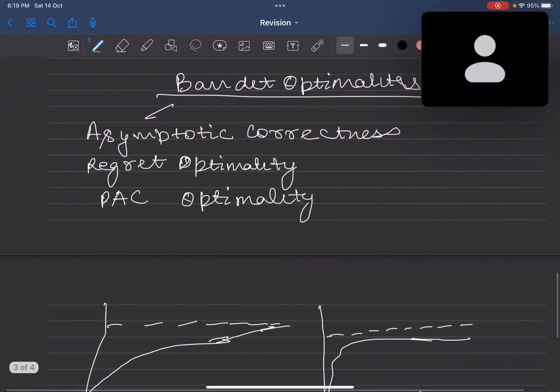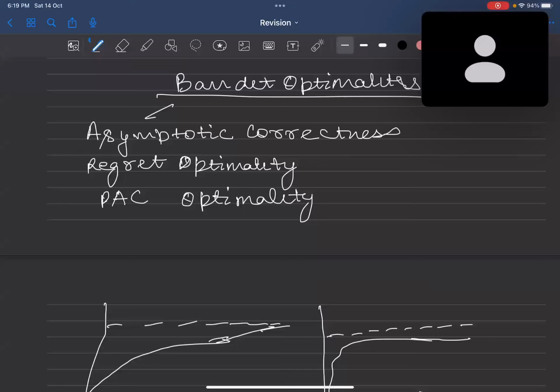PAC is probably approximately correct. We will converge to an epsilon. I don't remember the terminology, but we'll be close to the optimal policy with high probability, and that is also within the bounds. Yes, a probably approximately correct solution.